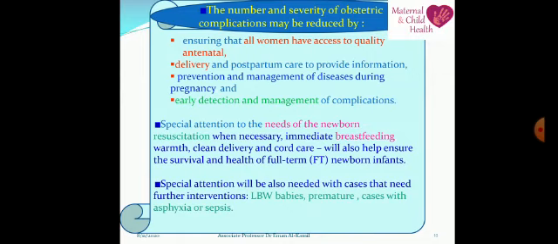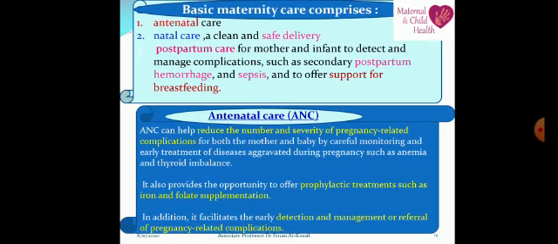So special attention will also be paid to individuals who need special care, as we mentioned, the low birth weight babies. When children are born with very low weight, less than 2.5 kilograms, they are called low birth weight babies. If they are delivered with less than 2.5 kilograms, they need special care. Also the premature babies and the babies with asphyxia or with sepsis or infection.